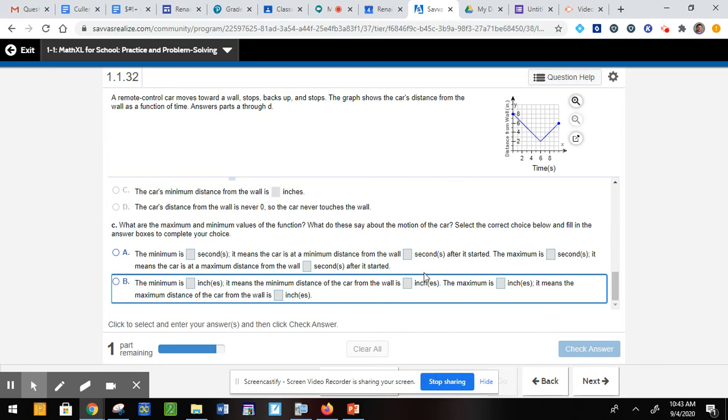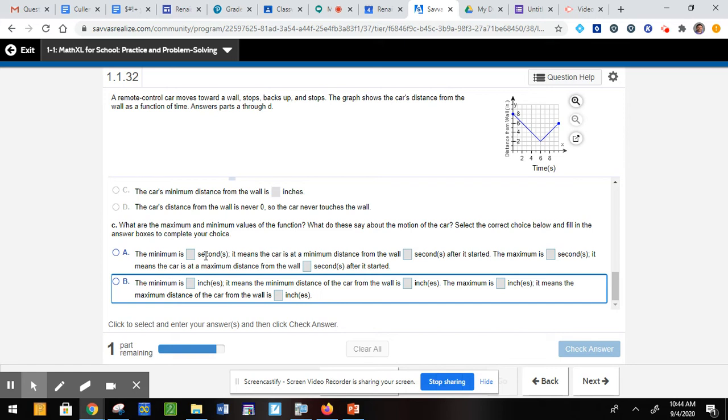So answer choice A says the minimum is blank amount of seconds. However, maximum and minimum values are only talking about the y value, right? So I don't care about the minimum amount of seconds. I mean, that would be where it starts. What I care about is the minimum value of y, which in this case is when the car got the closest to the wall.